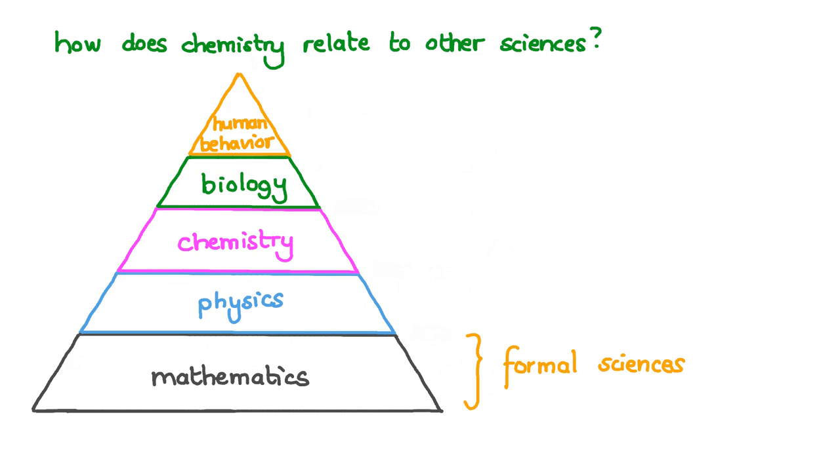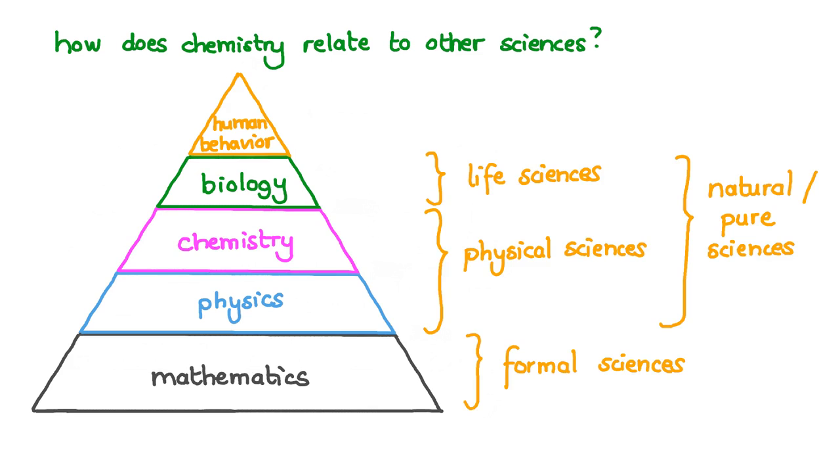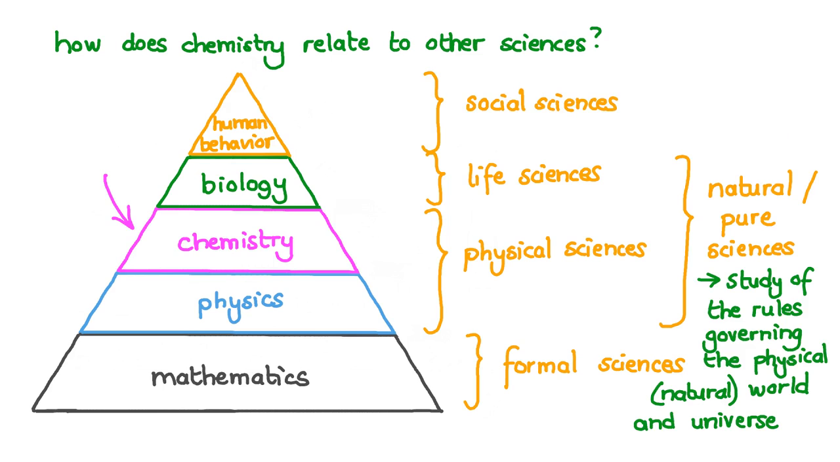The layers of the pyramid can be grouped into the formal sciences, the natural or pure sciences, which include the life sciences and physical sciences, and social sciences. Now, chemistry is a natural science. Natural science is the study of the rules governing the physical or natural world and the universe. Chemistry is also a physical science. Physical science is a branch of natural science that studies non-living systems.